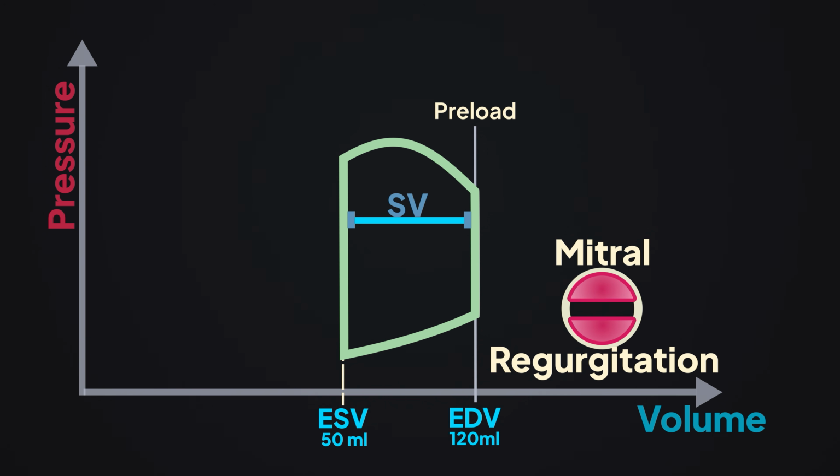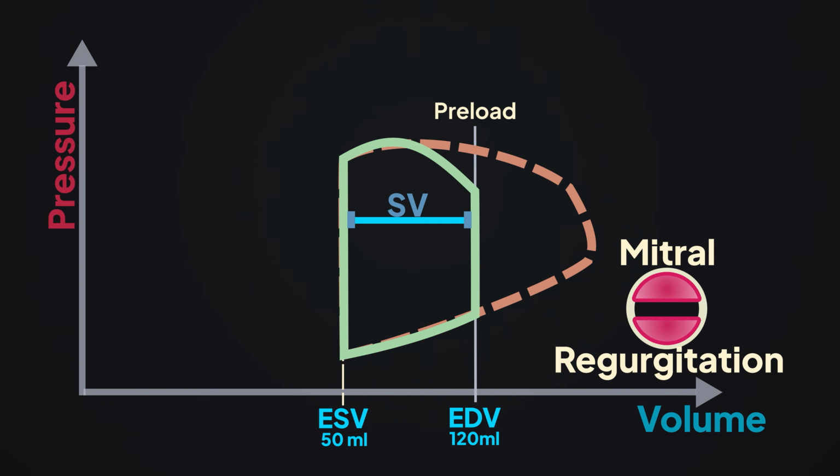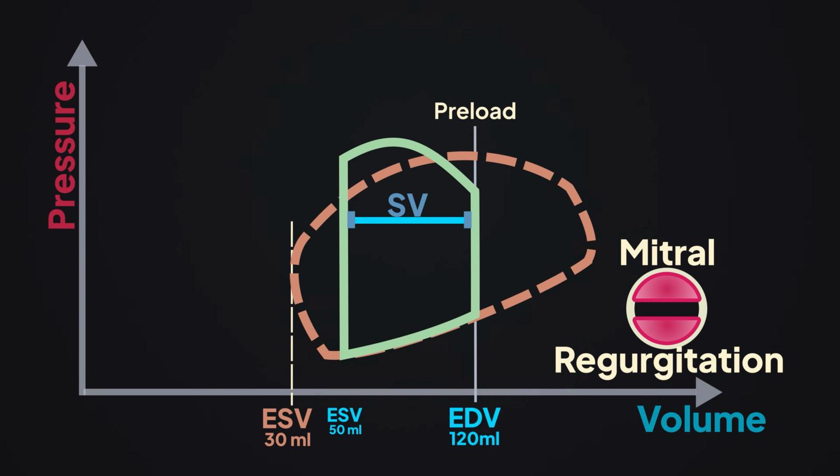Now mitral regurgitation. Here the inlet valve is leaky. As soon as the ventricle starts to squeeze at point 1, the pressure beats the left atrium, and the blood immediately starts leaking back. The ventricle is losing volume from the very first millisecond. Because the blood has two ways out, the aorta and the atrium, the heart empties more completely. Your end systolic volume drops.